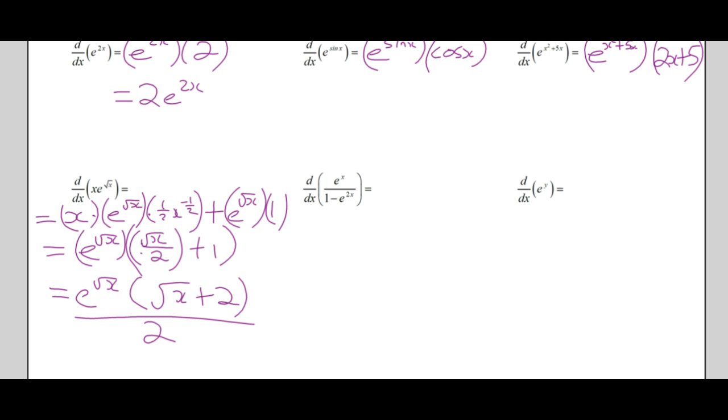Right, so x times 1/2 x to the negative 1/2 is 1/2 x to the positive 1/2. We'll write that in radical form as root x. Plus, and then the second term, when you factor out the e to the root x, you just have the 1. So we've got root x over 2 plus 1. So let's give that a common denominator. So it'll be root x plus 2 all over 2. And then the e to the root x multiplies.